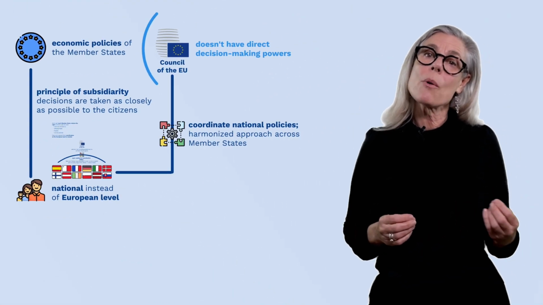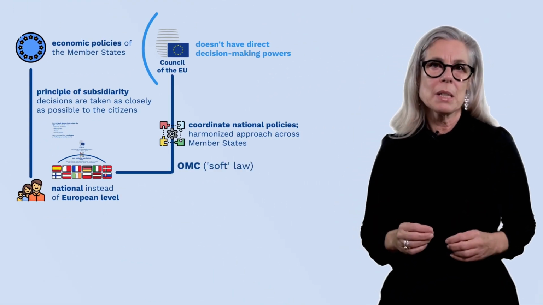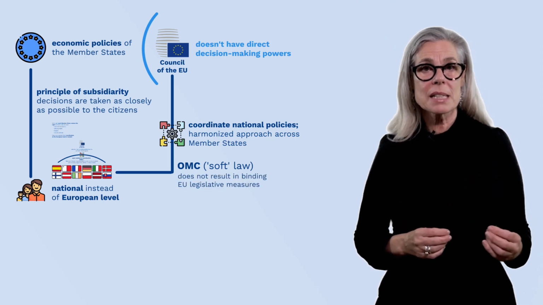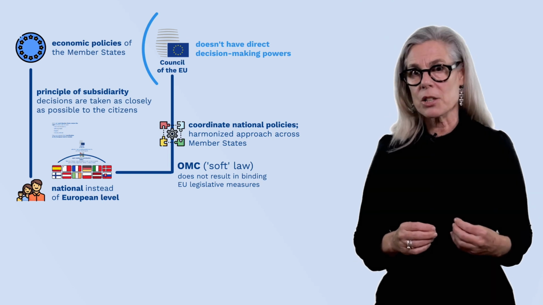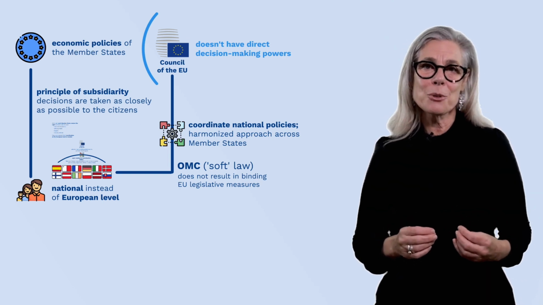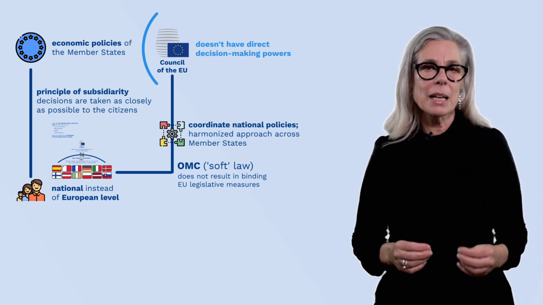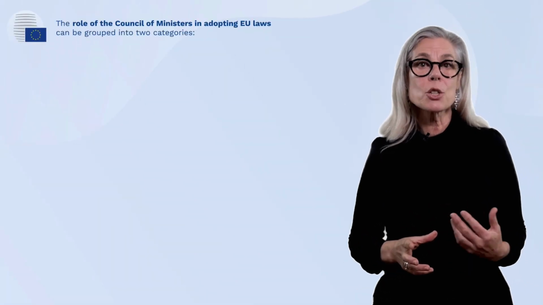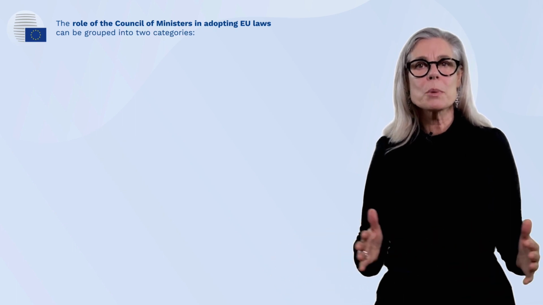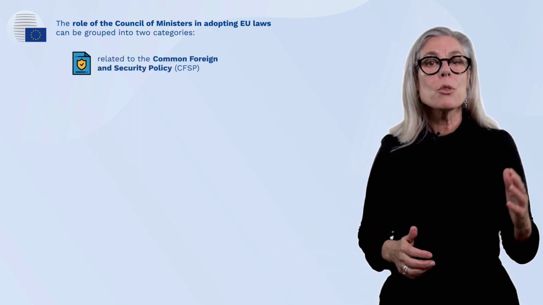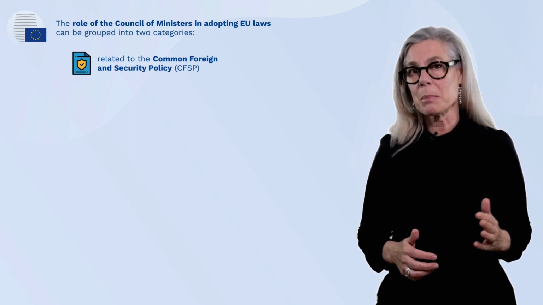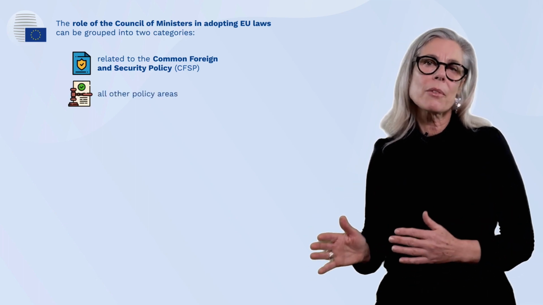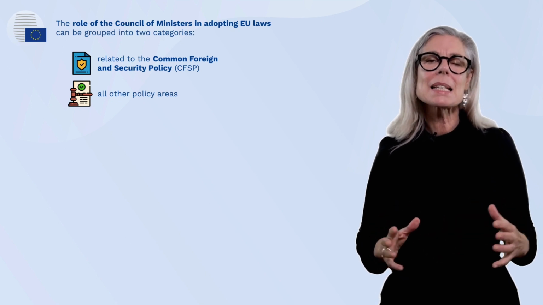We can consider OMC as a form of soft law, as it is intergovernmental policy making that does not result in binding EU legislative measures, and it does not require EU countries to introduce or amend their laws. The role of the Council of Ministers in adopting EU laws can be grouped into two categories: those related to the Common Foreign and Security Policy, CFSP for short, and all other policy areas. Let's examine them now.